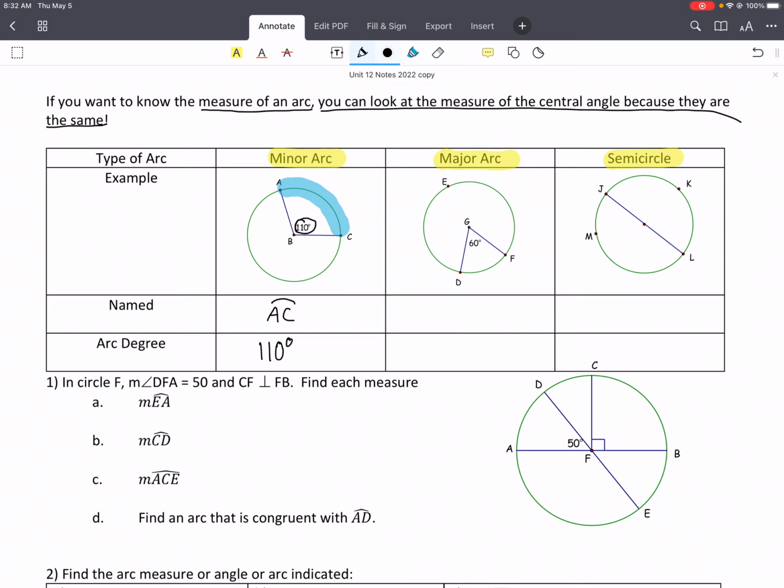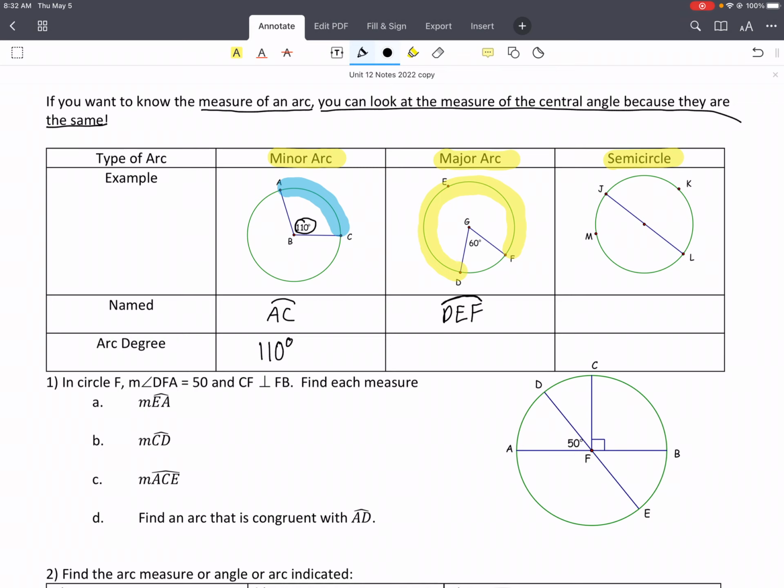Okay. Next we've got major arc, which is basically the bigger arc. So here we have our inscribed angle, but the major arc is made by the outside here. So we would still describe this as arc D, and then because it goes through E, you can put that there, DEF, and then put the arc on top of it.